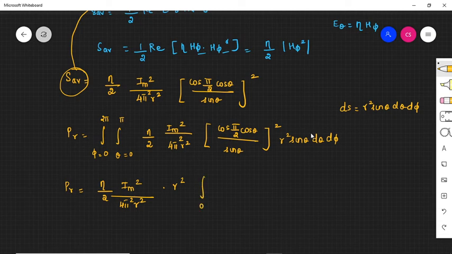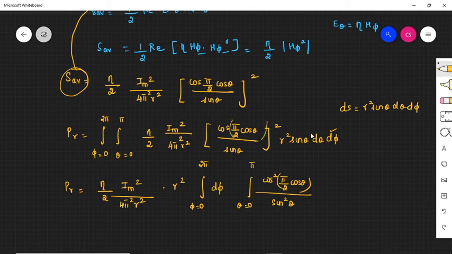So the balance terms are 0 to 2 pi, which is phi. Now see what are the terms that involve phi here. It is just d phi alone. So it is integration of d phi. And theta is equal to 0 to pi. What are the terms involving theta? So it is this term. So it is cos square pi by 2 of cos theta divided by sin square theta. Multiplying the square inside, so it is cos square of this particular angle divided by sin square theta into sin theta d theta. So we can cancel out one sin theta term here.